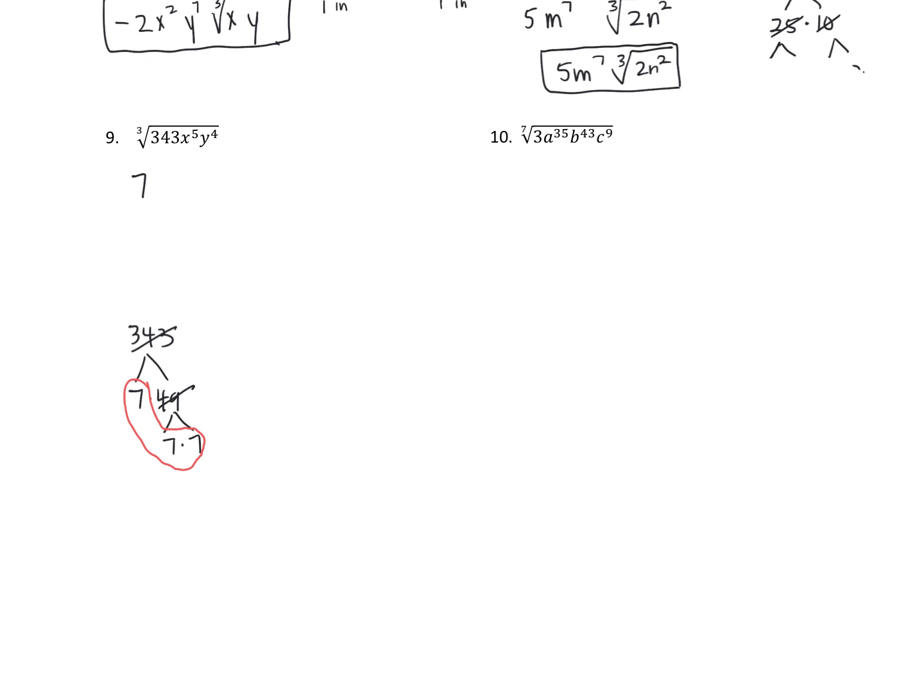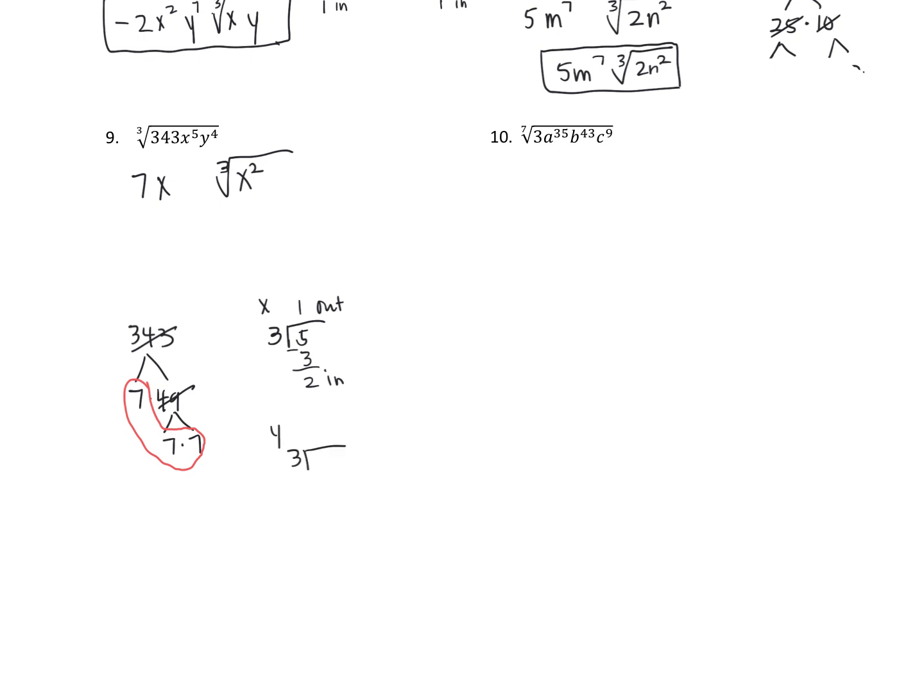Now I want to try the x and the y to simplify. So for x, I've got the root, or index, of 3 going into the exponent of 5. 3 goes into 5 once. I subtract and I get a remainder of 2. So that means a 1 is coming out and a 2 is staying under. So it's going to be x to the first on the outside, and x squared is the leftover on the inside. And I'm going to do the same thing with the y.